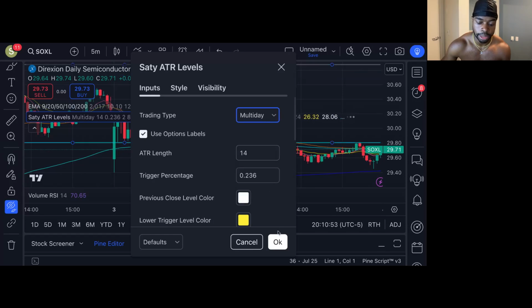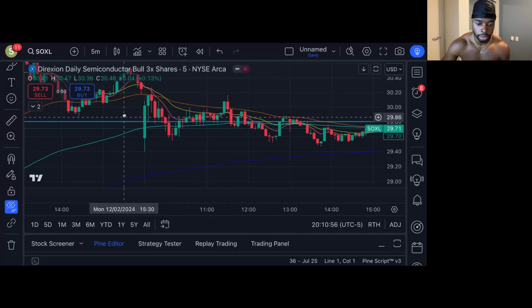Now, if you use the multi-day setting, notice how the ranges become larger.